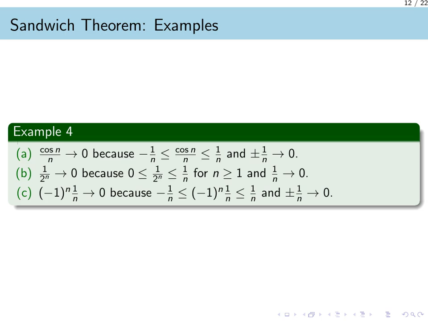Finally, the alternating sequence, -1 to the power of n over n, is bounded between -1 over n and +1 over n. Just like in the first example, both of these outer sequences go to 0, so the sequence caught between them must also converge to 0.